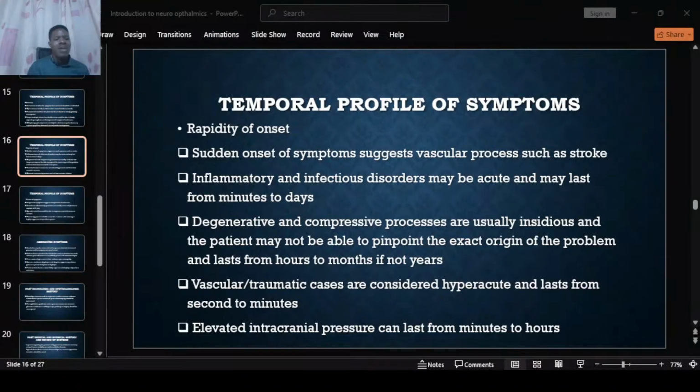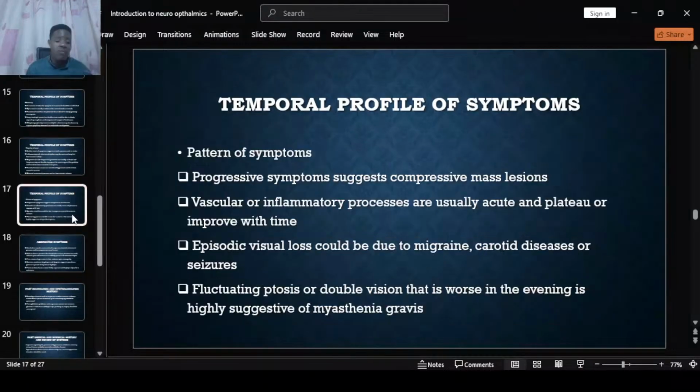Also, vascular or traumatic cases are considered hyperacute and last from seconds to minutes. So cases that are vascular or traumatic might last for a few seconds to minutes. Also, elevated intracranial pressure can last from minutes to hours. So when we have elevated intracranial pressure, the patient can experience it for a few minutes to a few hours.